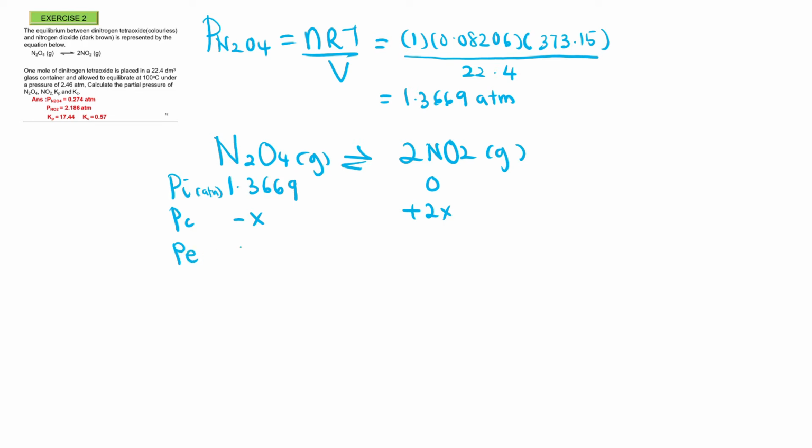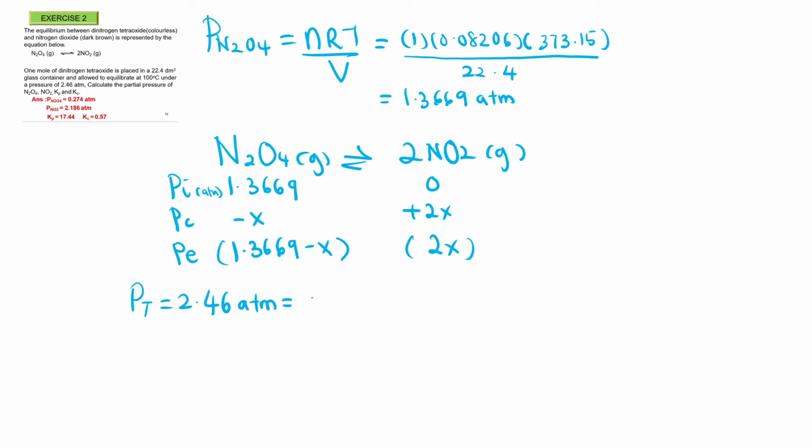So pressure at equilibrium is 1.3669 minus X. So this one is 2X. Okay, so kita dah ada expression kita. Then kita tengok dekat dalam question, dia bagi allowed to equilibrate at 100 degrees Celsius under a pressure of 2.46 atm. Meaning that, okay, at equilibrium, these two pressure, P total dah is equal to 2.46 atm. Jadi 2.46 atm equal to partial pressure N2O4 plus partial pressure NO2.